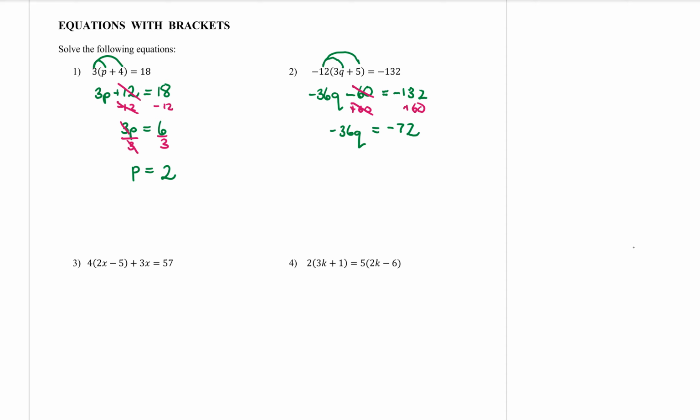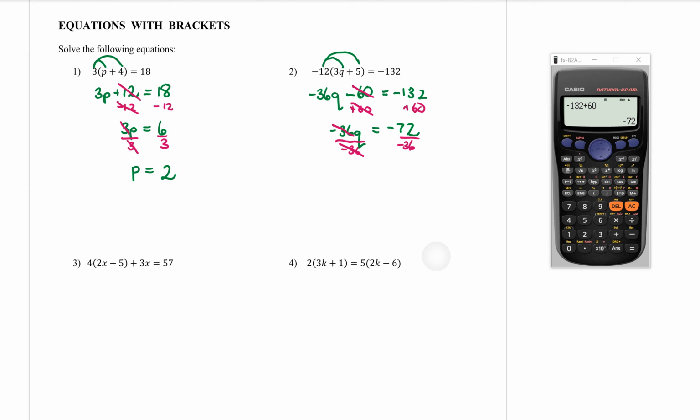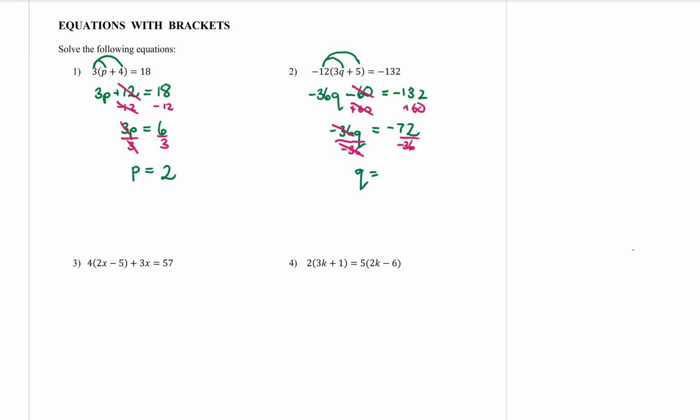Next, we want to get rid of the negative 36. That is multiplied with the q. So we have to divide by negative 36. Okay, cross those ones off. So that negative 72, we want to divide by negative 36, which makes 2. So q equals 2.